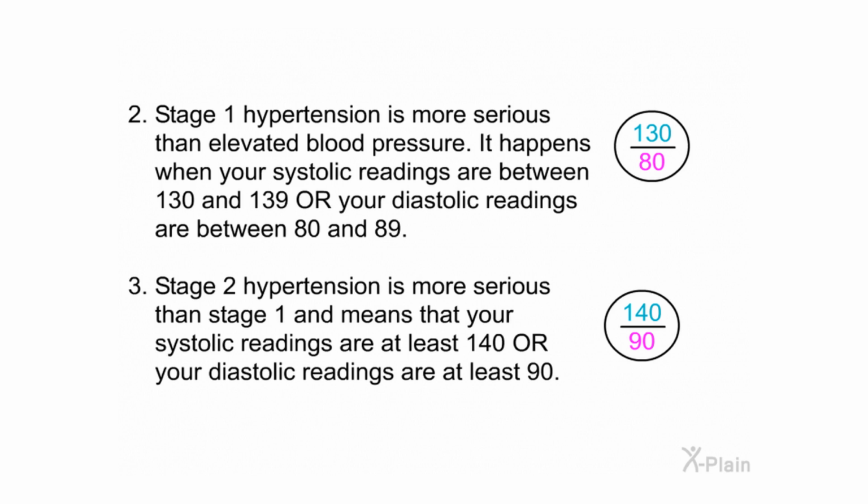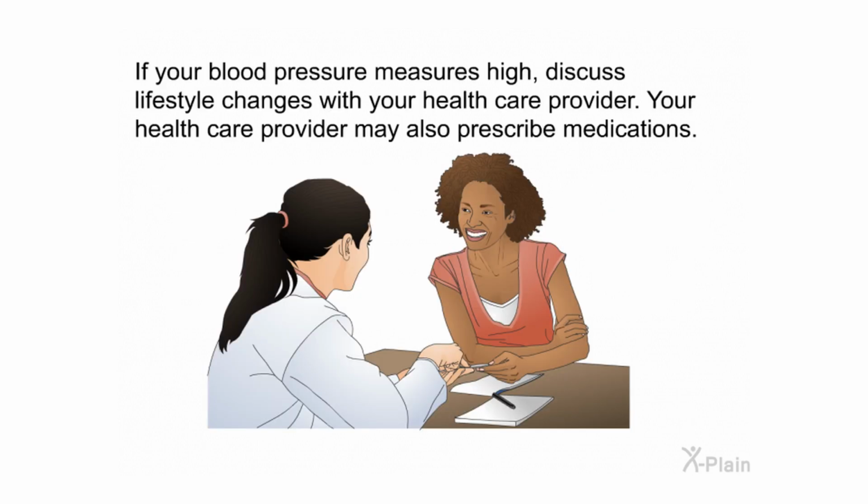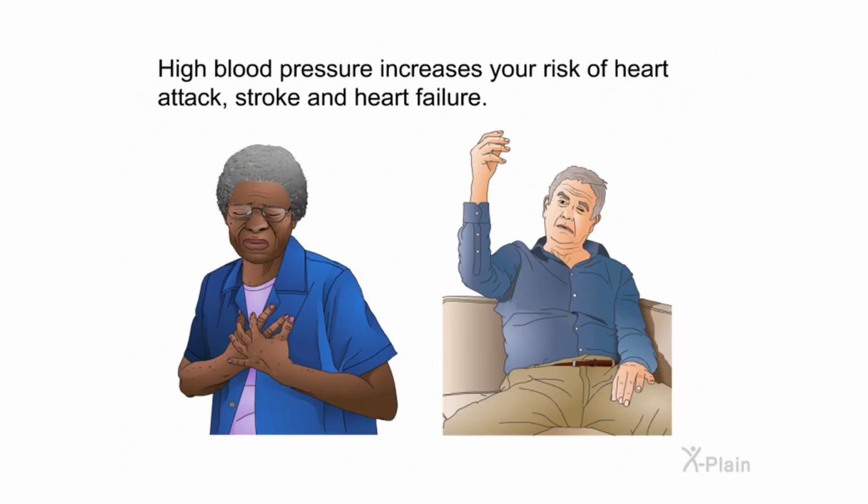3. Stage 2 hypertension is more serious than Stage 1 and means that your systolic readings are at least 140 or your diastolic readings are at least 90. 4. Hypertensive crisis is when your systolic readings are over 180 and or your diastolic readings are over 120. This is very serious. If you have it, you must see your healthcare provider right away. If your blood pressure measures high, discuss lifestyle changes with your healthcare provider. Your healthcare provider may also prescribe medications. High blood pressure increases your risk of heart attack, stroke, and heart failure.